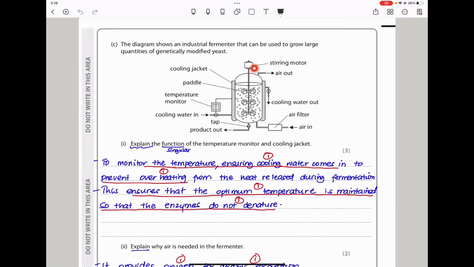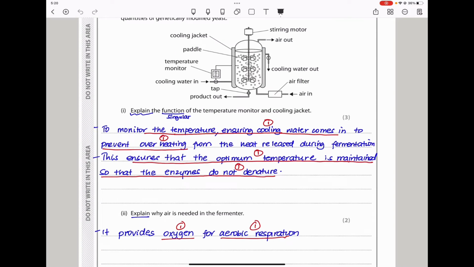We can see this is a motor for stirring. There is a cooling jacket. There is a paddle for stirring as well. And then a temperature monitor. The temperature monitor is connected to a cooling jacket, which should be telling you that if it senses the temperature increasing, then this top opens so that water goes in in order to cool and prevent the temperature from going beyond what it should be. So here they ask, explain the function of the temperature monitor and the cooling jacket.